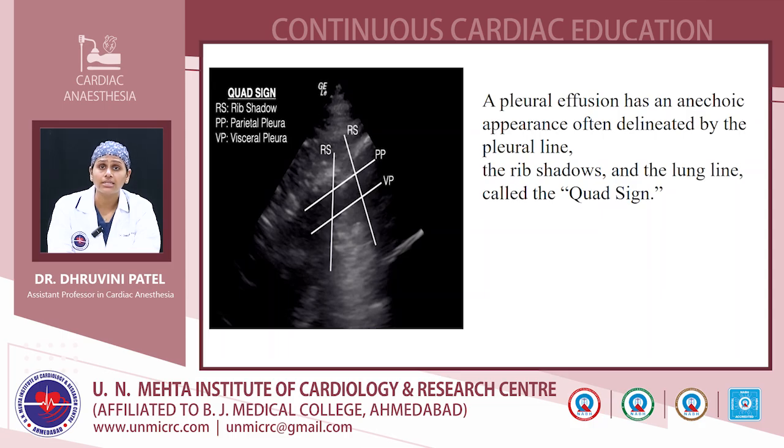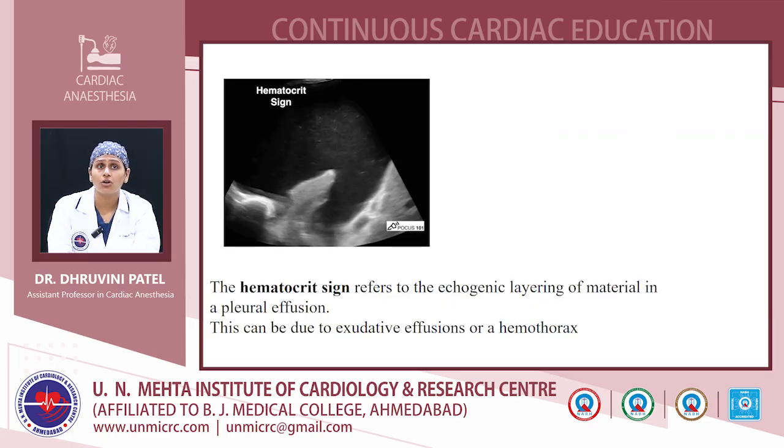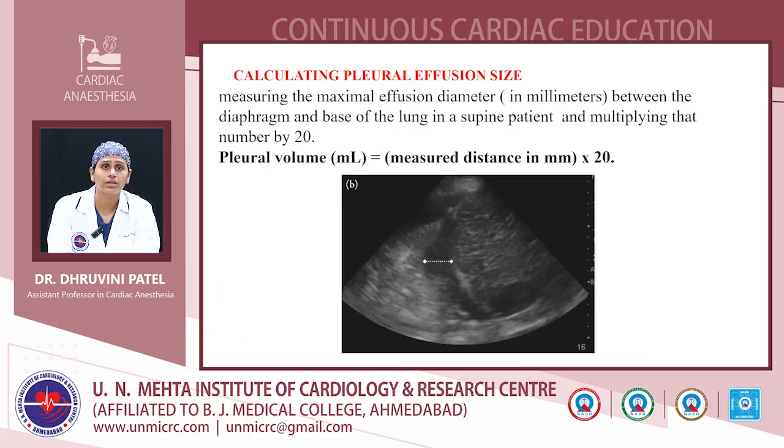Pleural effusion has an anechoic appearance delineated by the pleural line, rib shadow and lung line, called the quad sign. If the pleural effusion is due to exudative fluid, then it appears as swirling hyperechoic debris. It's known as the plankton sign. Hematocrit sign refers to the echogenic layering of material in pleural effusion. This is due to exudative effusion or hemothorax.